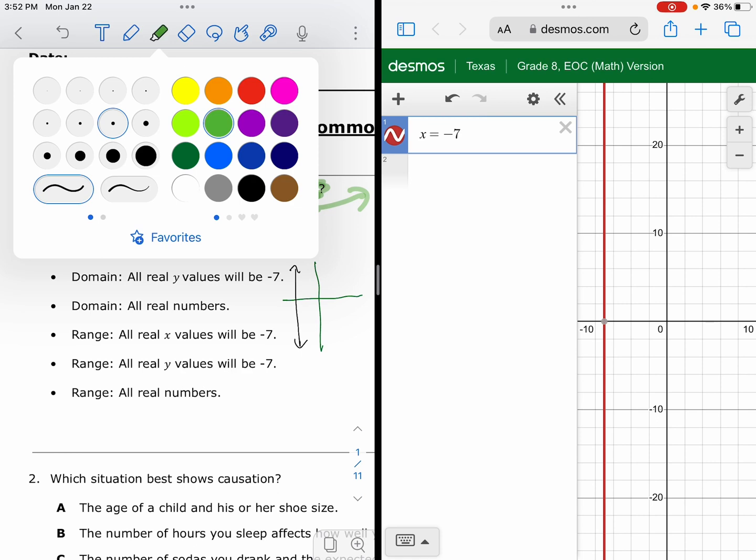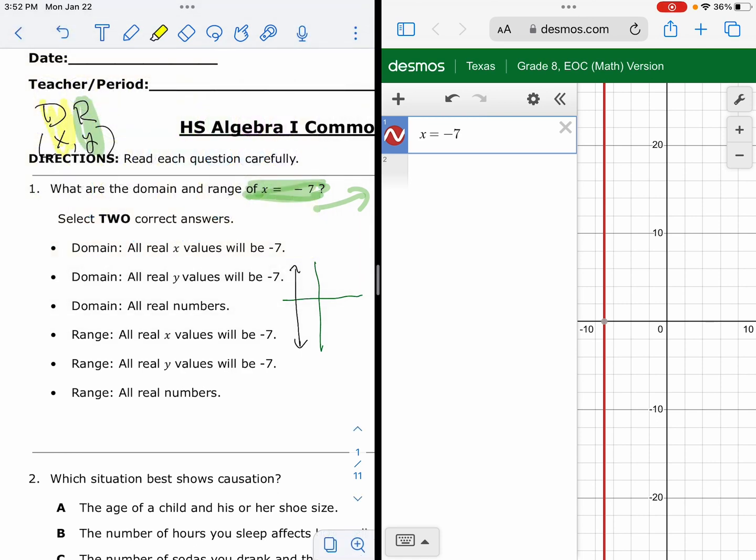So I'm going to deal with my domain first. When I'm looking at domain, I am only looking at X values in the X axis, which when I'm looking at the answer choices, I'm going to knock this one out immediately because it's talking about Y values, and I shouldn't be looking at Y values when I'm dealing with D domain, okay? Now, that means that it could be all real X values will be -7, or it could be all real numbers. Well, here's how I'm going to know.